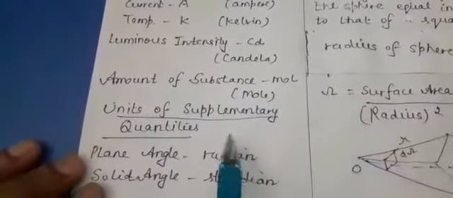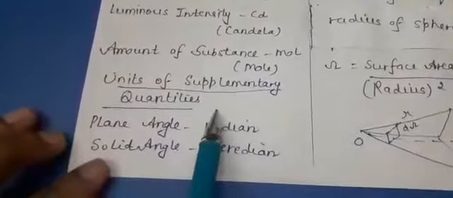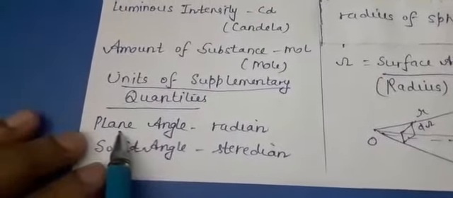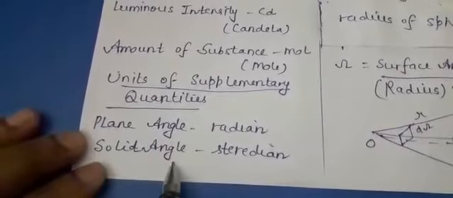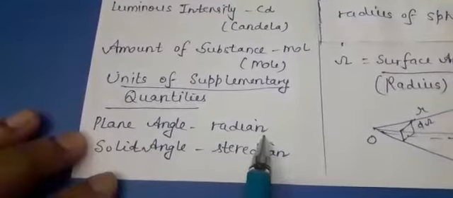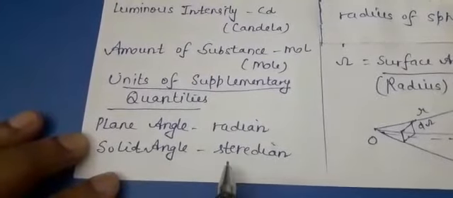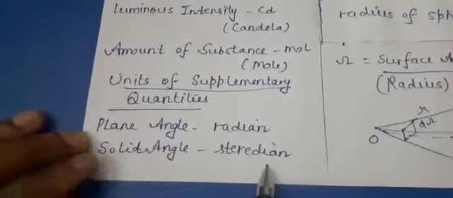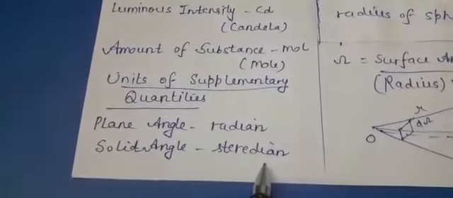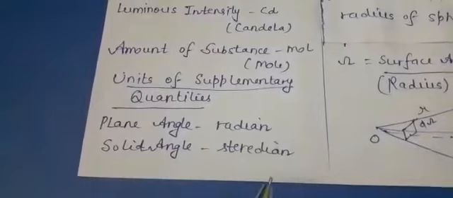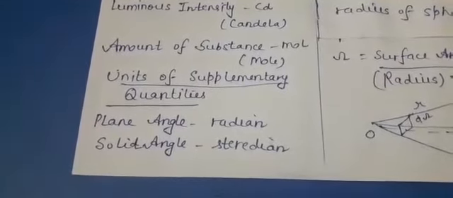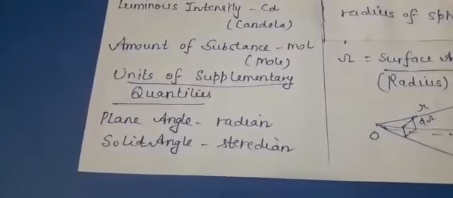Now, unit of supplementary quantities. There are basically 2 supplementary quantities, plane angle and solid angle. So unit of plane angle is radian and solid angle is steradian. Here we have to understand the concept of radian and steradian. Basically the angle you use in general terms is expressed in radian. And how to distinguish between these two.